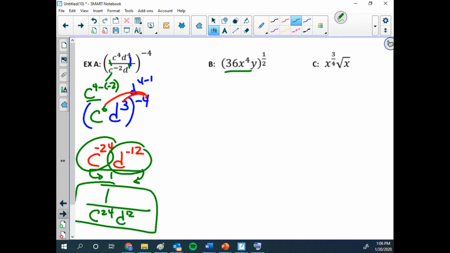What I do need to do is power of a power. So how many times am I going to multiply 1/2 in? 3, I multiplied here, and multiplied to the invisible 1 here. So this would become 36 to the power of 1/2. X to the power of 4 times 1/2 is just 2. And y to the power of 1/2 is just y to the 1 times 1/2 is 1/2.